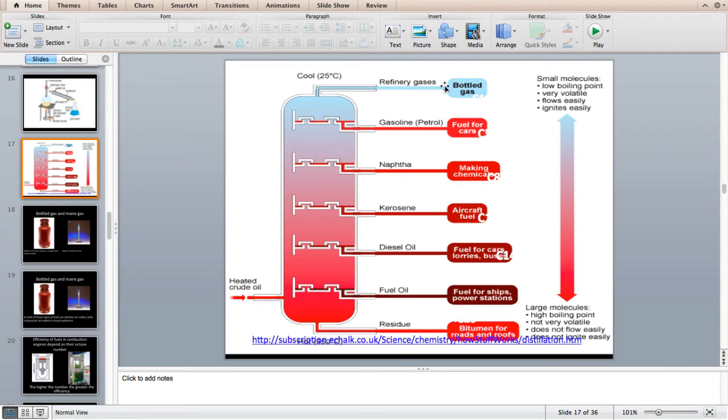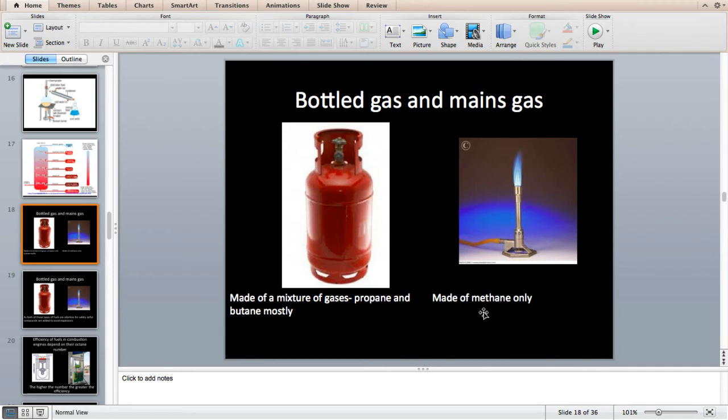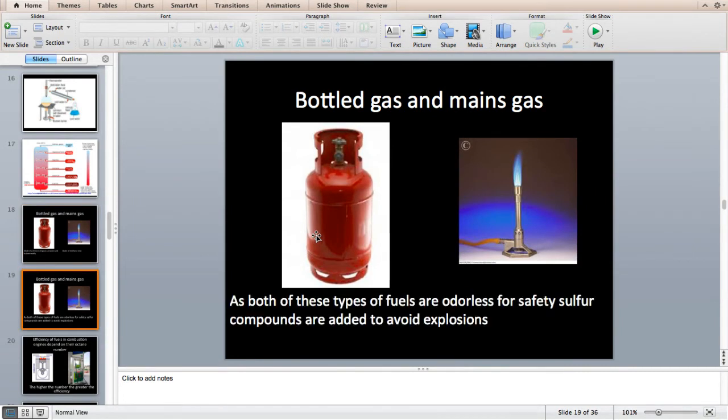So these are the short chains, these are the long chains, okay? Short chains come off the low temperatures, long chains come off the high temperatures. So it's a really good way of separating out our different chains and making crude oil useful. Now, bottled gas and mains gas. So when we're in the lab, girls, what comes through our taps is actually methane, okay? But when you go to Woodies and buy a bottle of gas to run, for example, a barbecue, it's actually made of propane and butane mixed together. Okay, so just be aware of that, propane and butane.